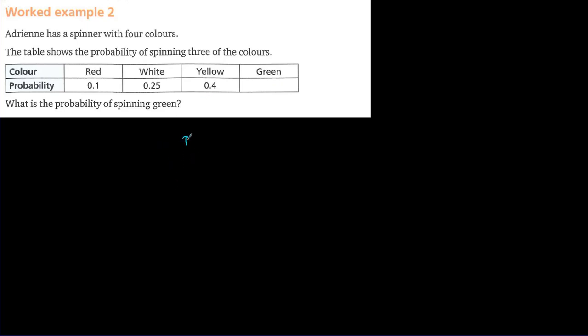Probability of red plus probability of white plus probability of yellow and probability of green, all of them are equal to 1. This is the case here. So this is equal to 0.1 plus 0.25 plus 0.4 plus probability of the green, and all the sum is going to be equal to 1. So when you add them here, this is 0.10, this is 0.25, 0.40. So the total sum is 0.5, 0.75.